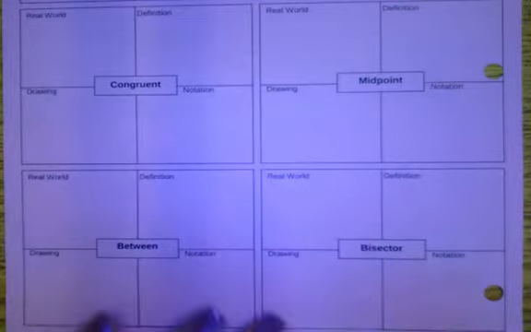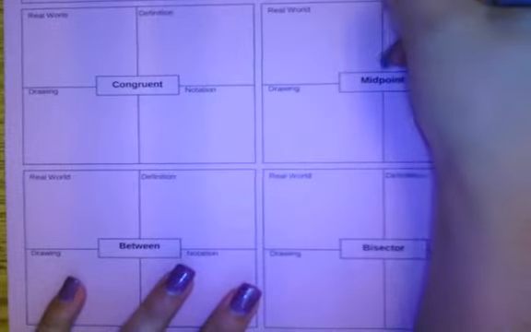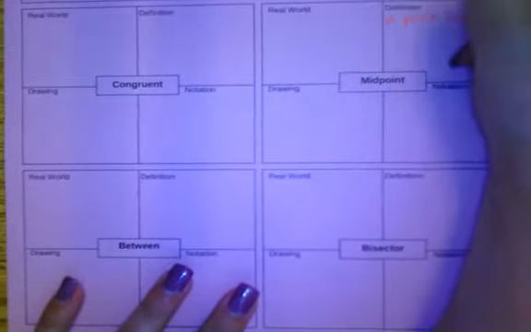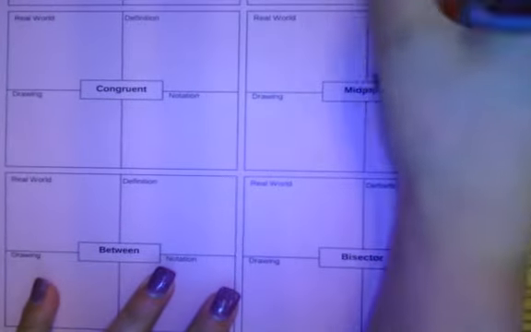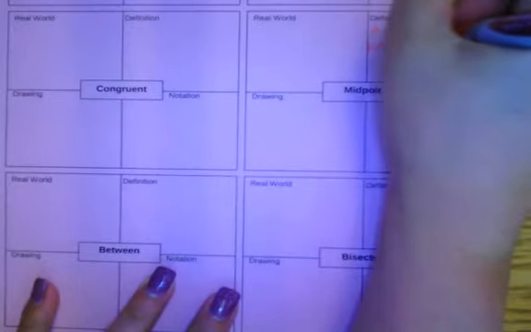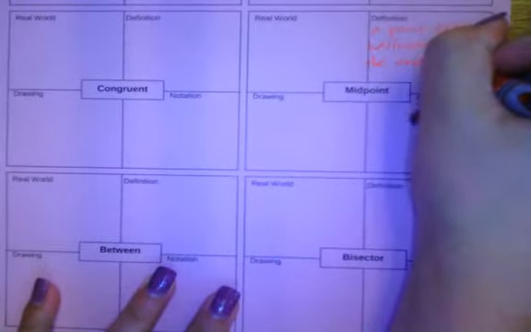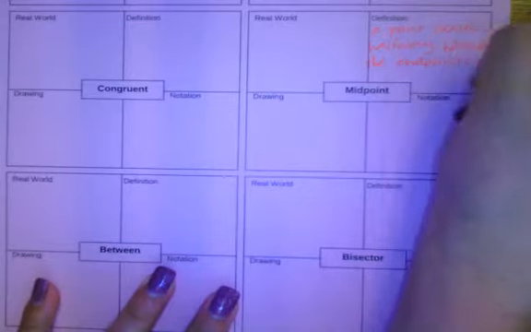A point that is halfway between 2 points. So, a point exactly halfway between the endpoints of a line segment.